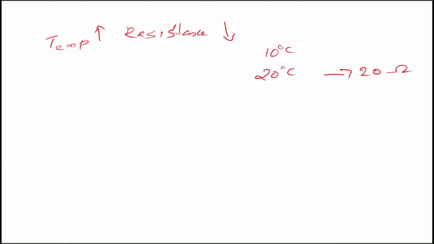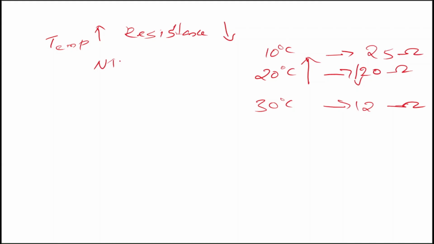At 10 degrees Celsius, the resistance would be 25 ohms. At 30 degrees Celsius, the resistance would be somewhere around 12 ohms. So you can see that when the temperature is increasing, the resistance drops. This opposite behavior is called NTC, or negative temperature coefficient.